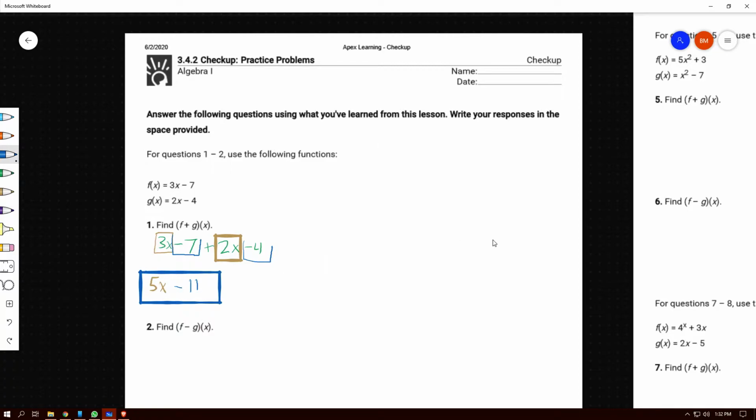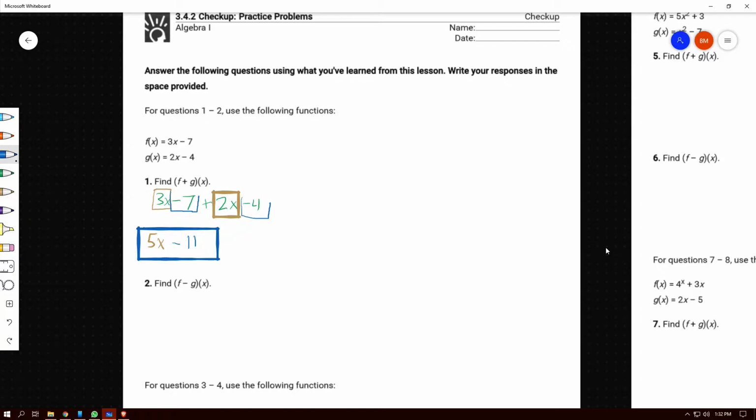Now they want us to do subtraction. Cool, we can do subtraction. There's a little bit of a different step here, but we can do it. I'm going to go ahead and start. The f function goes first, so I'm going to write the f function first. Now this is subtraction, so I'm going to write my subtraction sign. The one thing I do different when I do subtraction is that before I write the g function, I put a parenthesis. So I put the parenthesis there, and now I'm going to write my g function: 2x minus 4. Excellent, cool.